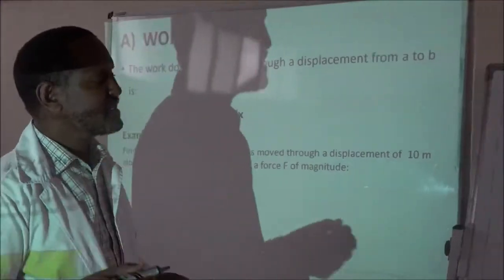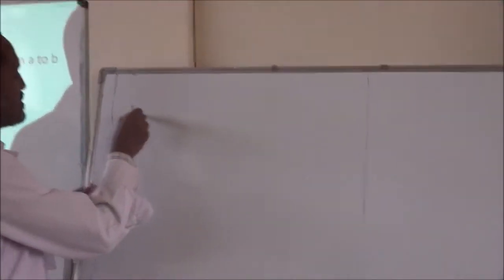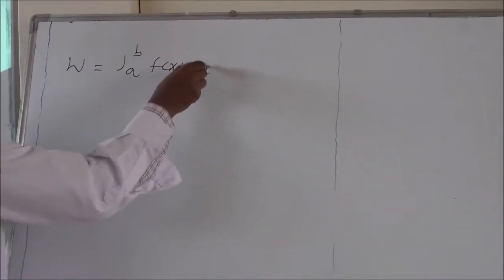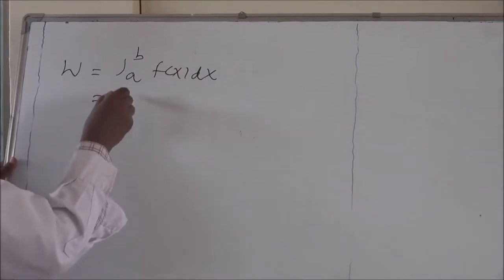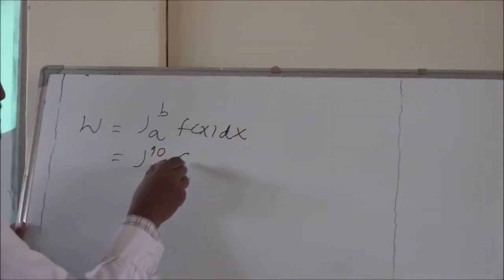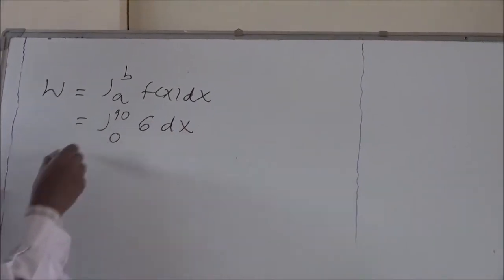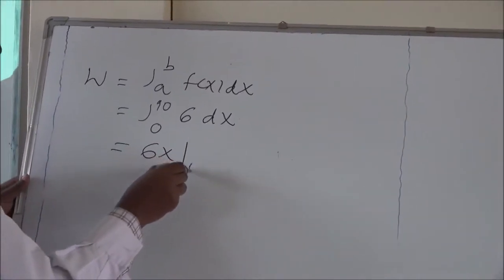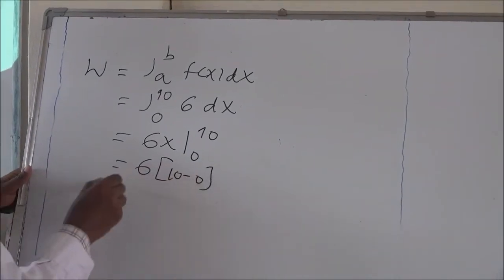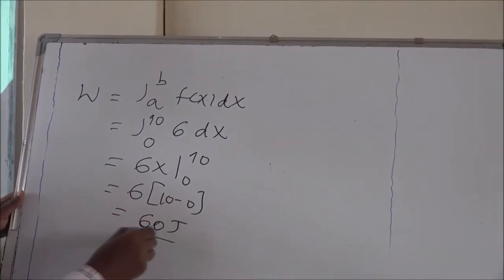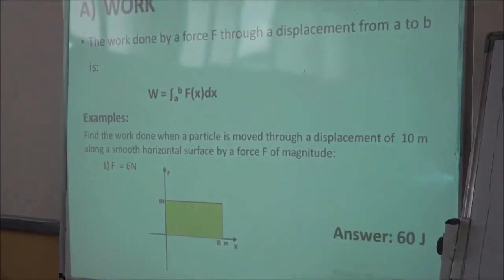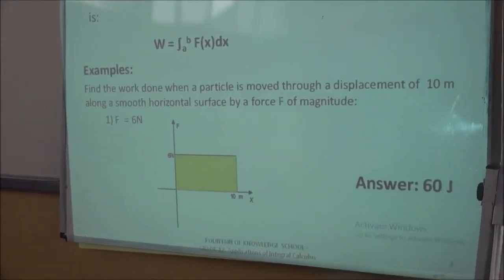Now, let us see the integral approach to work done. Work done is the integral from a to b of f(x) dx. Now, in our case, from a to b is from 0 to 10. My function f(x) is simply 6 Newton. So the integral of 6 dx is 6x, evaluated from 0 to 10, so I'll have 6 times 10 minus 0, that is 60 joule. Therefore, the work done will be 60 joule, or simply base times height, because it is a rectangle.